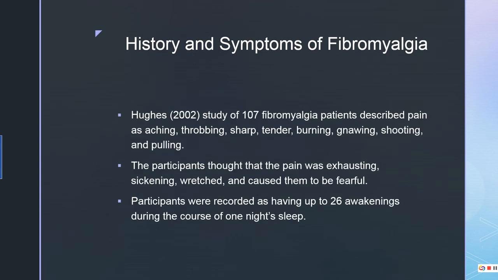In the study by Hughes, of 107 fibromyalgia patients, the majority described their pain as aching, throbbing, sharp, tender, burning, gnawing, shooting, and pulling. The participants thought that the pain was exhausting, sickening, wretched, and caused them to be fearful. During the actigraph sleep portion of the study, the participants were recorded as having up to 26 awakenings during the course of one night's sleep.